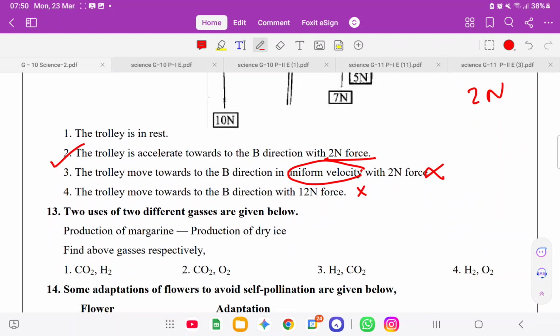So 13: 2 uses of 2 different gases are given below. Production of margarine and production of dry ice. For production of margarine we use H2, and for dry ice, carbon dioxide. That is mentioned clearly in your textbook. If you can't remember, just learn the uses of these gases. Third one.